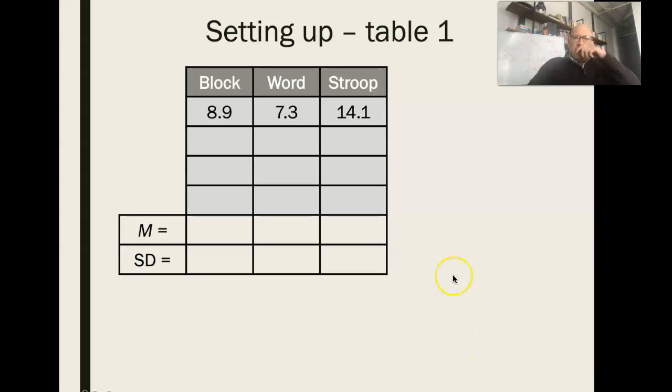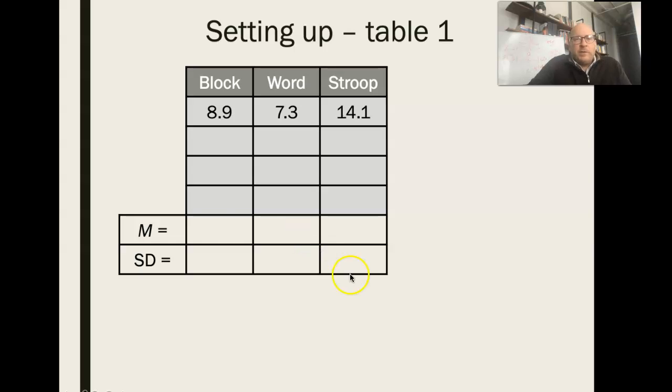But let me show you what we have here. Earlier I said it'd be good to prepare a table to get ready for step 3 in the next video. In this table, I'm setting up 3 columns: my block condition, which Maddie did in 8.9 seconds; the word condition, which Vanessa did in 7.3; and the Stroop, or mismatch condition, which Tracy did in 14.1. I got values from other people, so this is going to be independent samples. So I'm not comparing these scores directly to each other in my analysis.